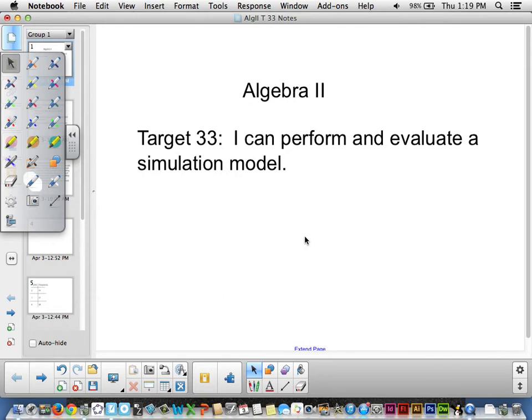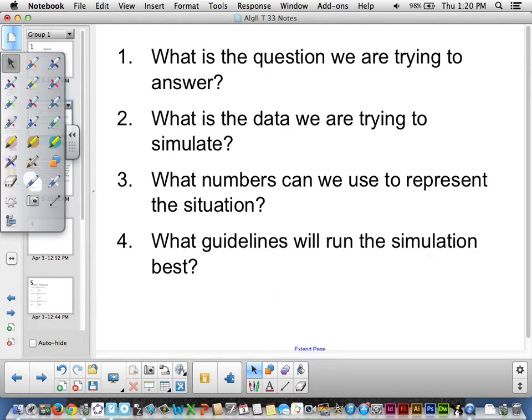Algebra 2, target 33. I can perform and evaluate a simulation model. Now, a simulation model is kind of like an observational study or an experiment, except it's cheaper because you don't have to go out and buy stuff, and it's quicker because you don't have to wait for stuff to happen. All right? The steps for a simulation.